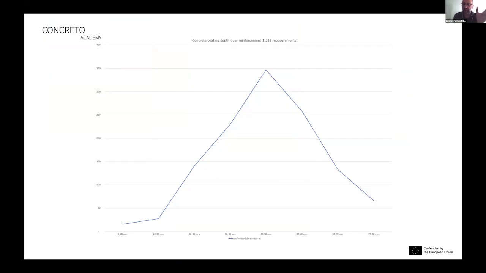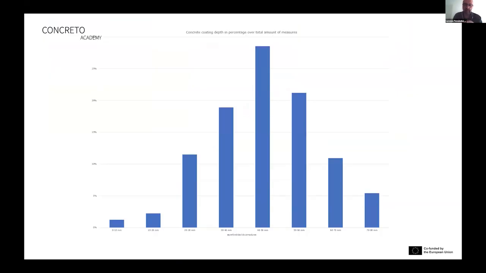the surface and the rebar. You see here, most of the coating has 40, 50 millimeters, and only a few have 20 or less. Okay, this is more or less the same chart, so we only have problems with thin coatings in the right of the chart.